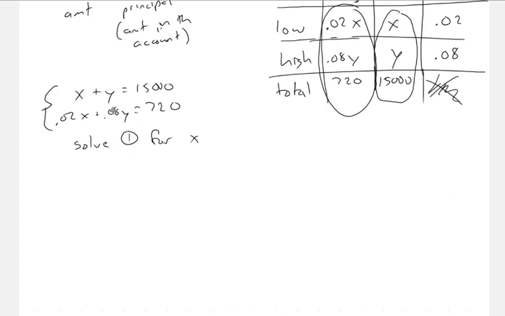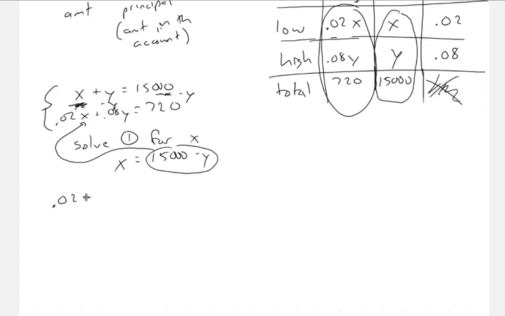So that first equation, when I solve for x, that means I subtract x from both sides, I end up getting y equals... No, I just said solve for x, not solve for y. I should be subtracting y from both sides. I get x equals 15,000 minus y. Alright, that's pretty straightforward. But this value is going to take the place of the x in that second equation. So we get 0.02 times (15,000 minus y) plus 0.08y equals 720.